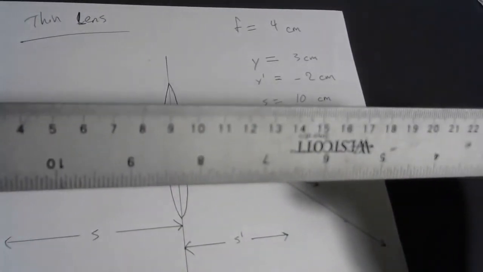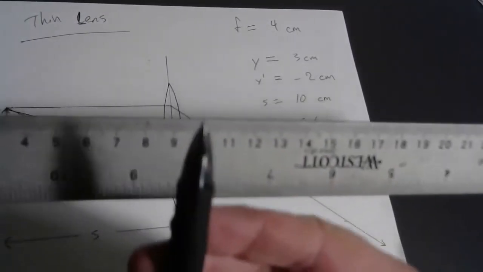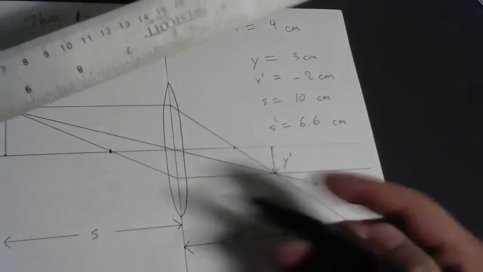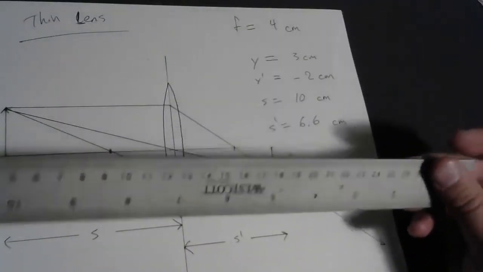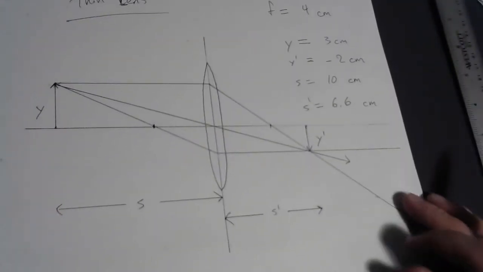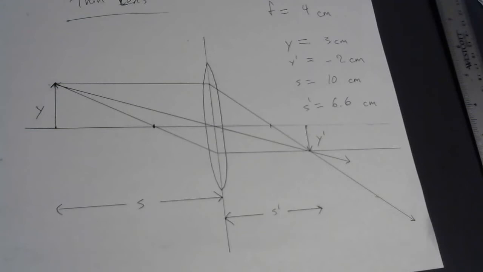Why is that? The smallest marking on this ruler is 1 millimeter, but guess what? The thickness of my pen line is also about 1 millimeter. So we've introduced some uncertainty by drawing with a finite thickness. That's why I said for more accurate ray diagrams, choose a finer point. Maybe one of those 0.5 millimeter mechanical pencils.